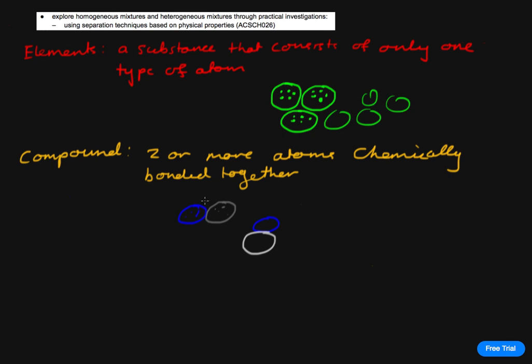This is a compound, and we're not limited to 2 atoms. It could be 200 atoms bonded together, but if it's 2 or more atoms that are chemically bonded together, we're going to call it a compound from now on. Okay, let's go to mixture.